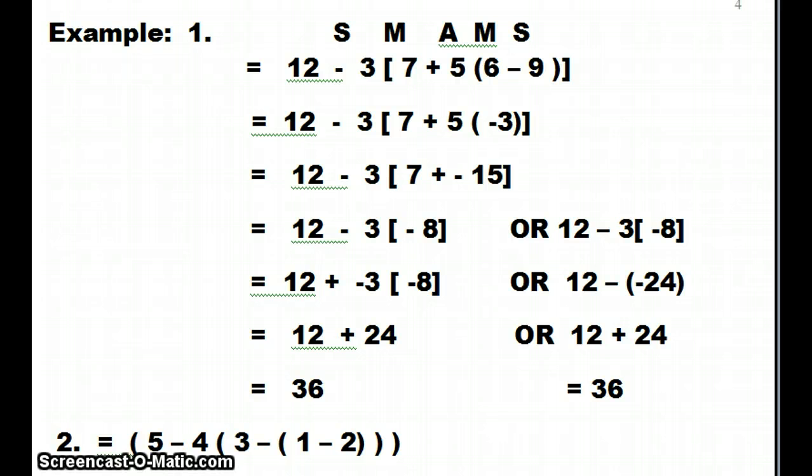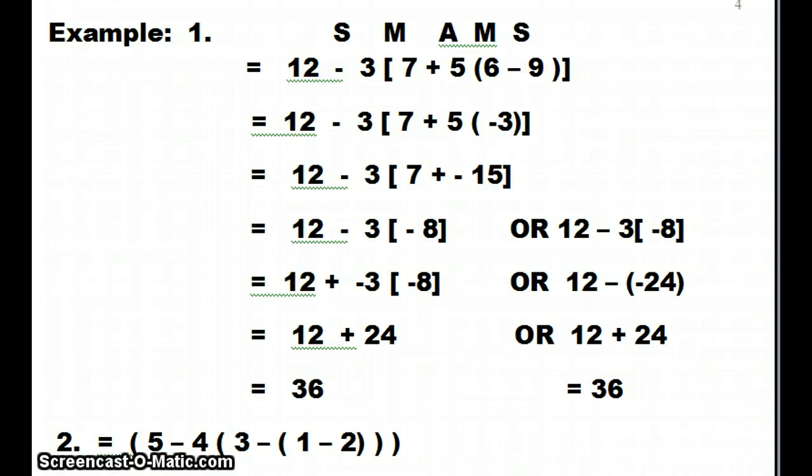So we have 12 minus 3, a square bracket with a negative 8 in it. We have subtraction, we have multiplication. The 3 next to the square bracket without a plus or a minus between the 3 and the square bracket indicates multiplication. So we're going to take a negative 3 times a negative 8. Negative 3 times a negative 8 gives us a positive 24, and we write plus 24, and now we have 12 plus 24 is equal to 36. On the example on the left, I changed subtraction into addition. Instead of 12 minus 3, I think of it as 12 plus a negative 3.